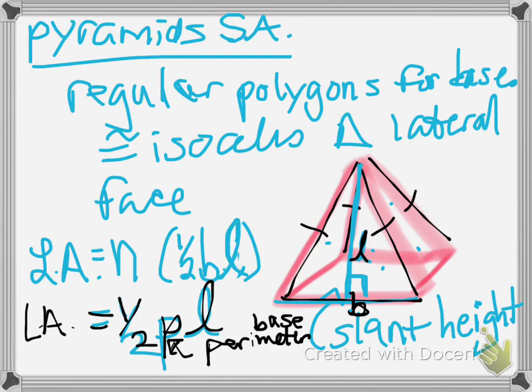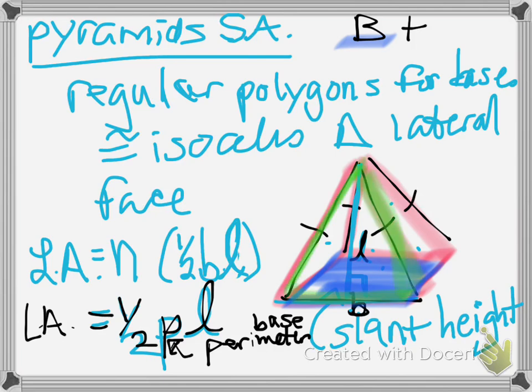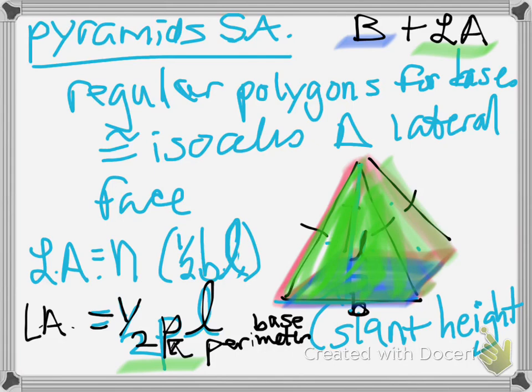Okay, so that means since you know that you only have one base, our surface area is going to be our base, so there's only one, plus our lateral area, which is all these sides, all of those areas, front, back, all four of those, that's this here. So we have base plus our lateral area equals the surface area of a pyramid. So we're going to do a quick example of that.